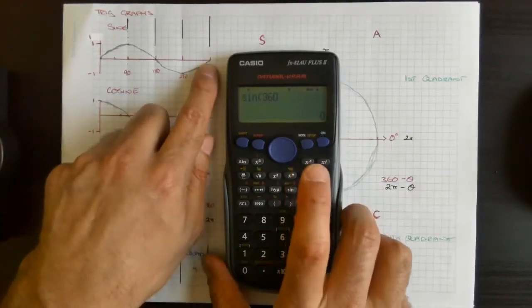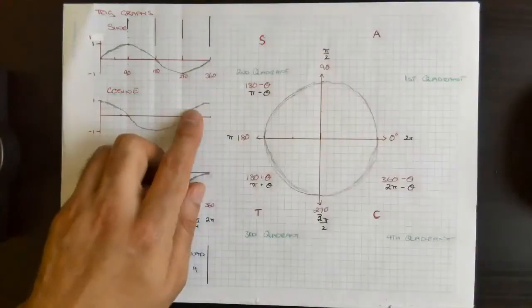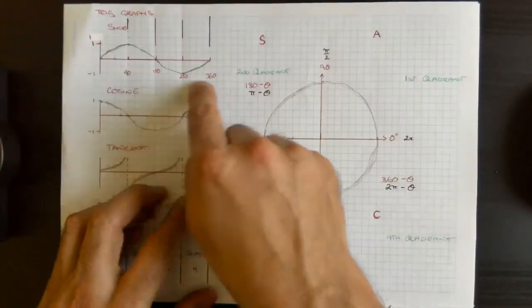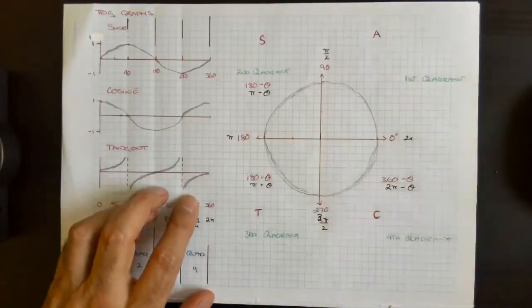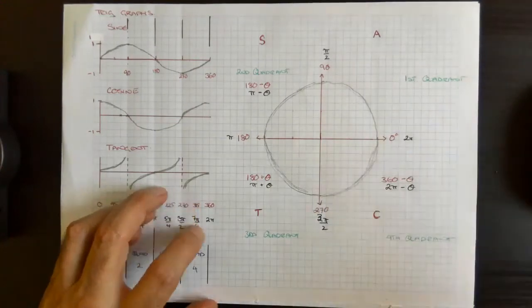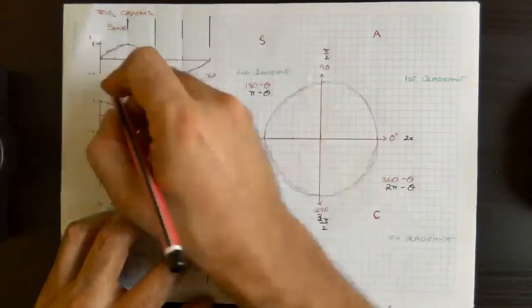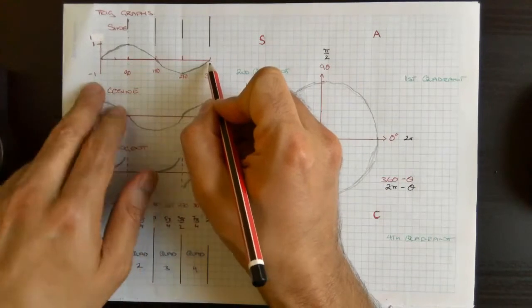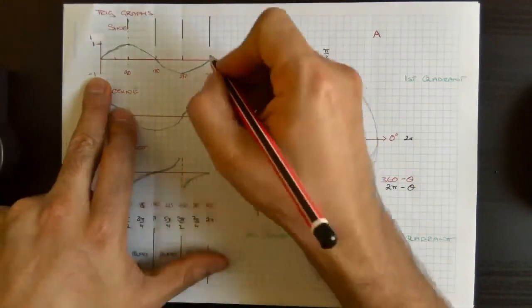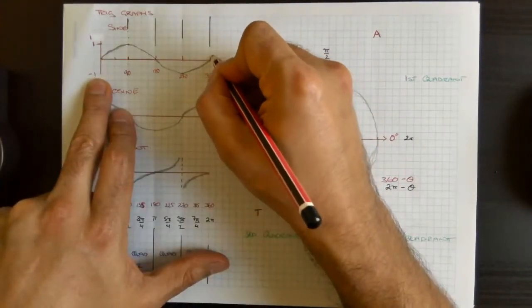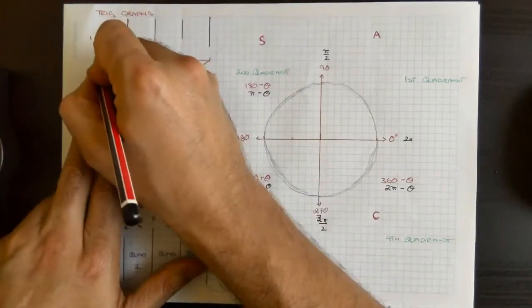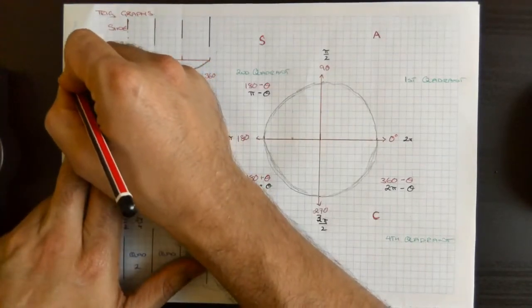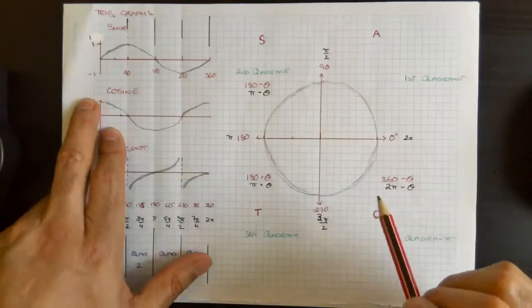Now, these waves or these curves continue on indefinitely. They are periodic. So this is one period, one revolution of 360, but the curve keeps going, and you can have negative angles as well. So the curve is continuous.